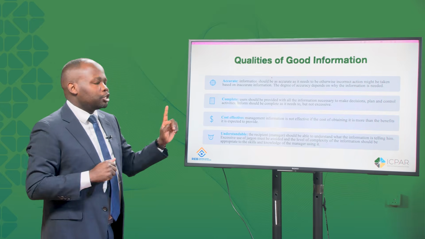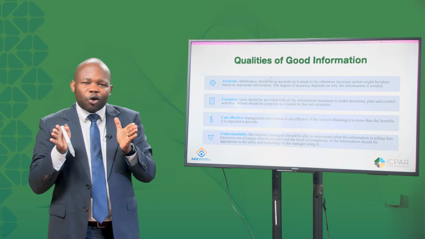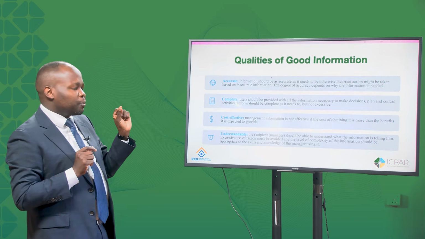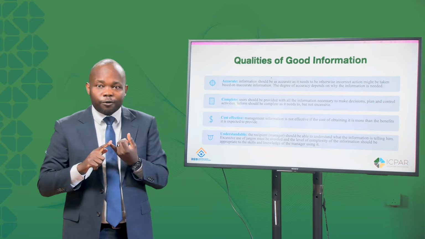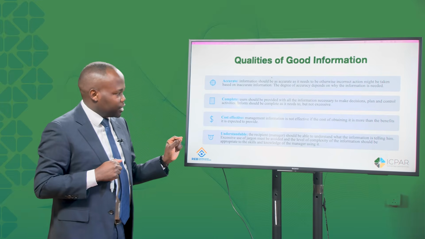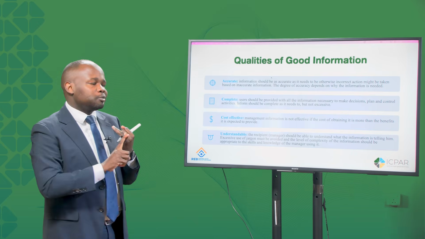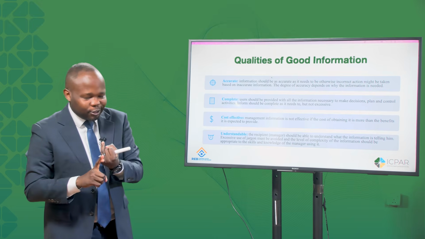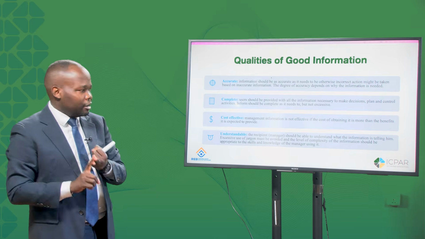Number 2, information should be complete. Information is complete if it gives us all that we need. Users should be provided with all the information necessary to make decisions for the information to be complete. The third characteristic, information should be cost effective. Cost effective means the benefits you generate from the information are more than what you spend to collect the information.